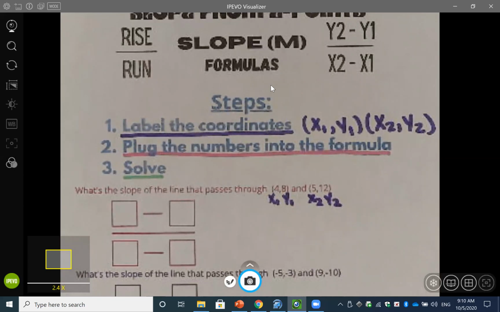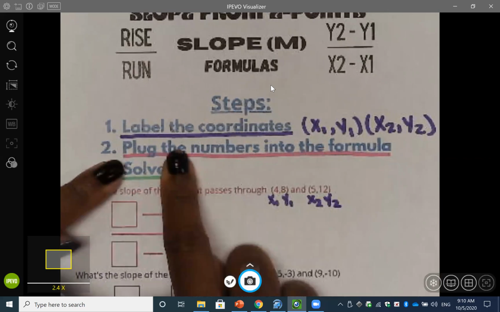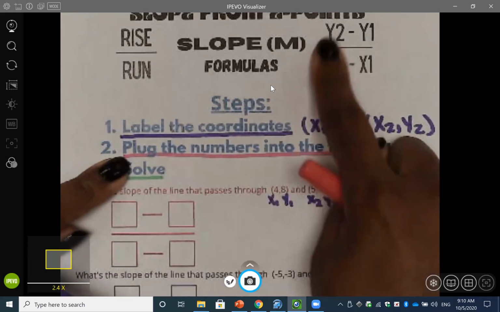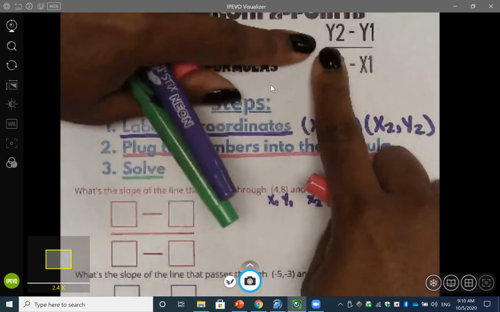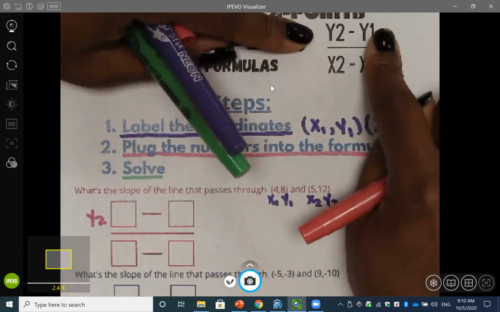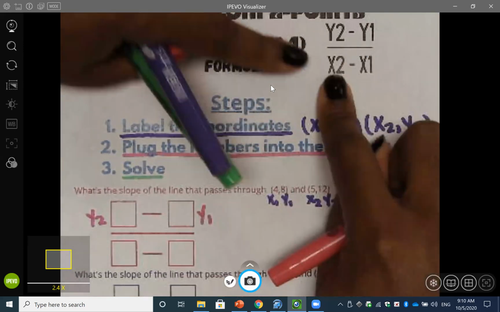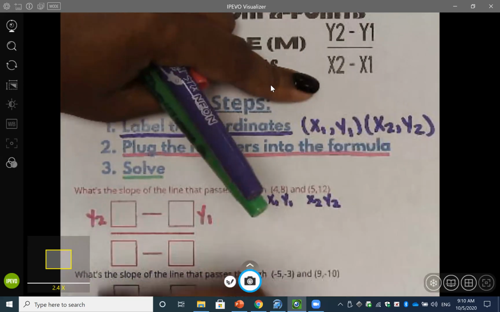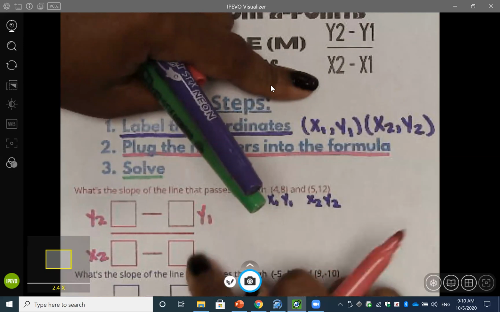Yes, awesome. So now, step 2 is to plug the numbers into the formula. And the way you plug them in is according to this equation right here. So literally your first box is your y2. Your next box is your y1. The first one on the bottom is your x2, and the second one on the bottom is your x1.